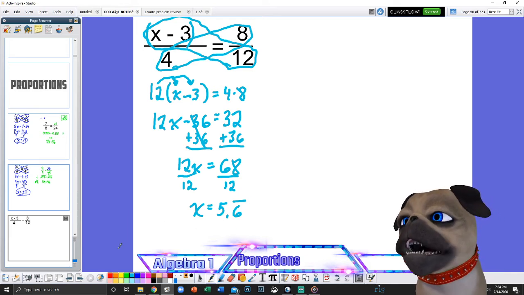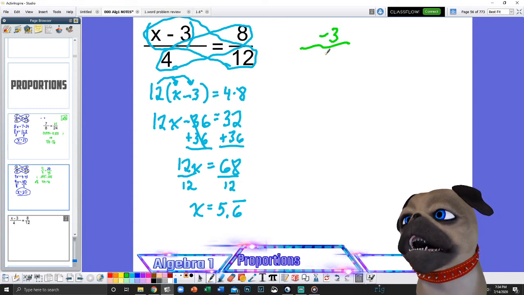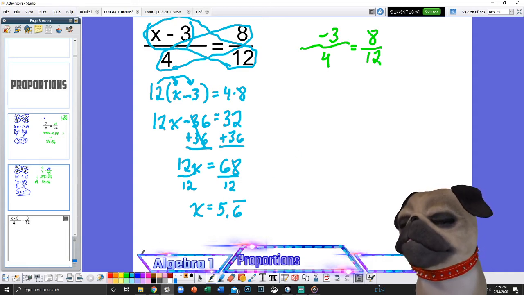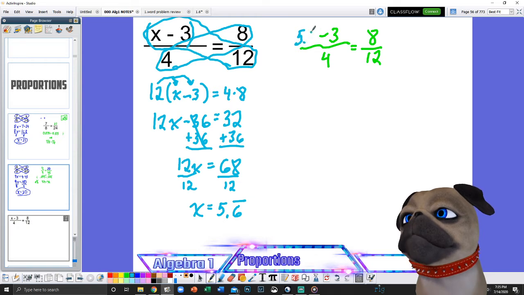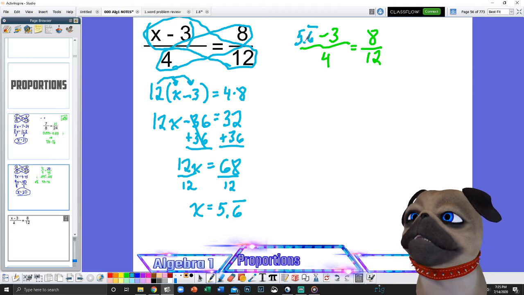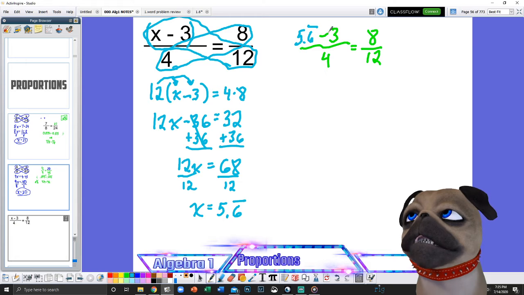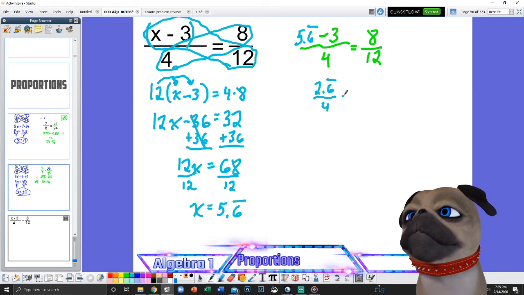Alrighty. Let's try another. Actually, before we try another, let's go back and check. I forgot to check my answer. So I copy it just the same way as it was. But here I'm going to put 5.6 repeating right up here. So I'm going to type in my calculator 5.66666, or it's already in my calculator, so I could just type minus 3, and that would give me 2.6 repeating divided by 4.